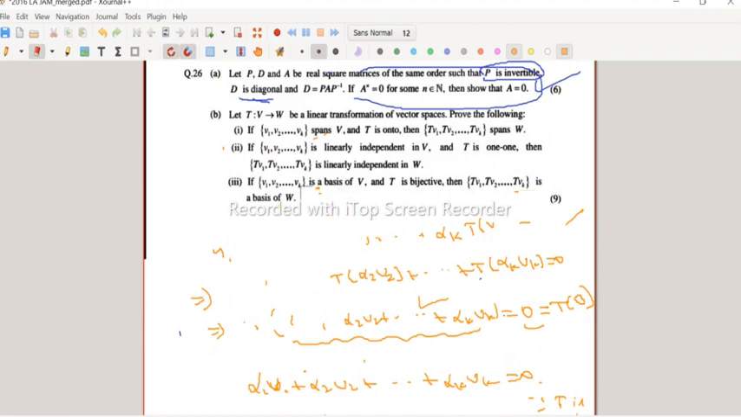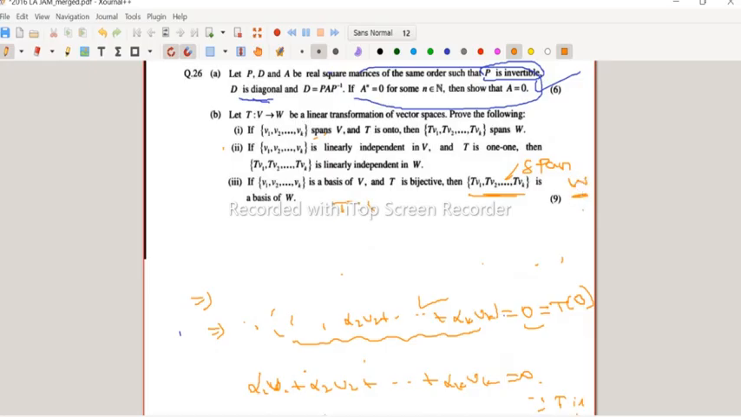Now it is the third problem. They gave that T is bijective. Bijective means both 1-1 and onto. So therefore, to prove this is a basis, it is enough to prove that this is a spanning set, because linear independence is trivial from the second part. So the only thing we have to prove is that this spans the entire space W.